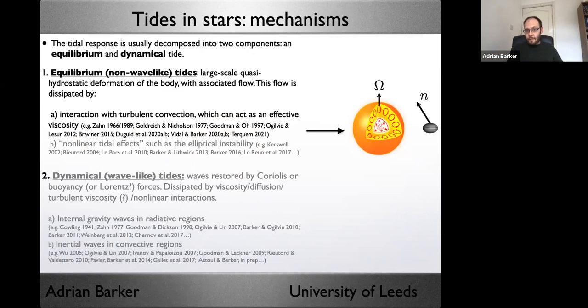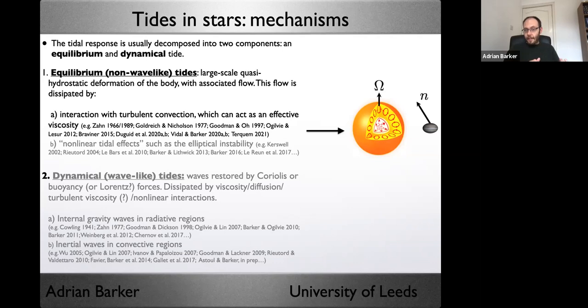So what are the mechanisms of tidal dissipation in stars? The classical one is thought to be the interaction between a large-scale equilibrium tide, which is essentially an ellipsoidal bulge that follows the companion, and the flow associated with that. So this is a large-scale quasi-hydrostatic deformation of the star or planet due to the companion body. And it's long been thought that this flow is dissipated through its interaction with turbulent convection.